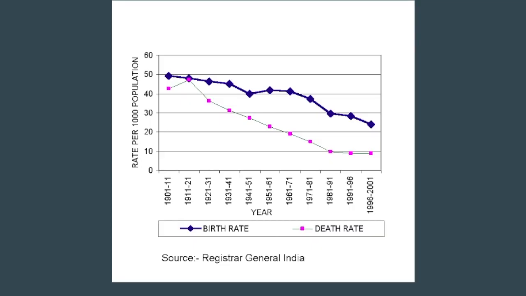This is a graph that shows the differences between the death rate and the birth rate of those living in India. The current crude birth rate is 20.4 people per 1,000 in the population. As you can see from the graph, the birth rate is outpacing the death rate, which is a major problem.